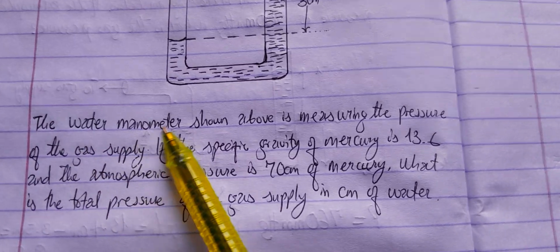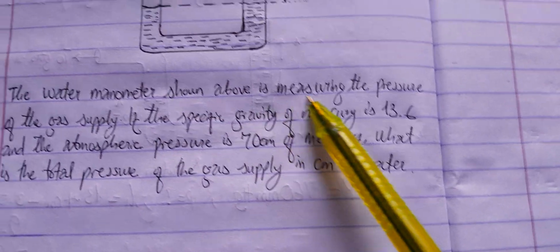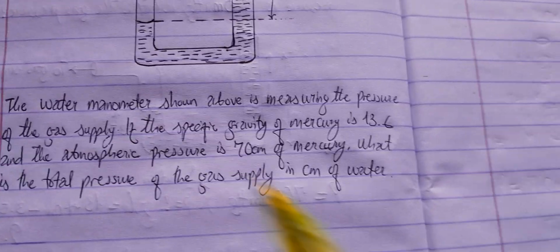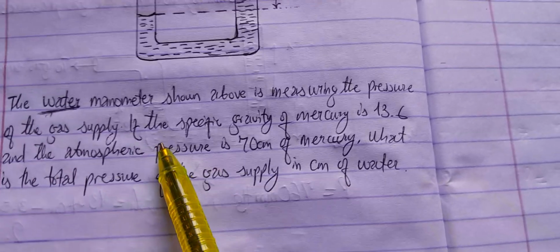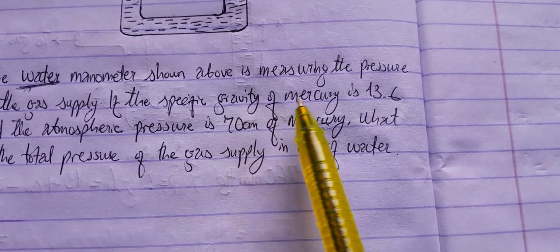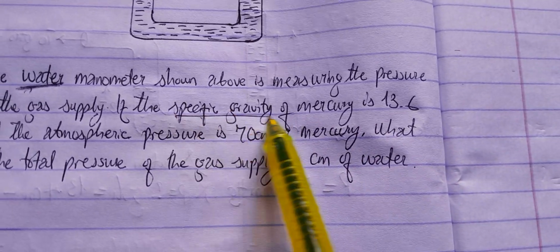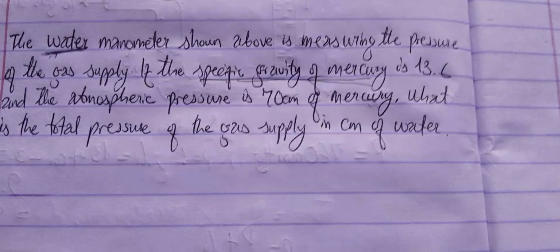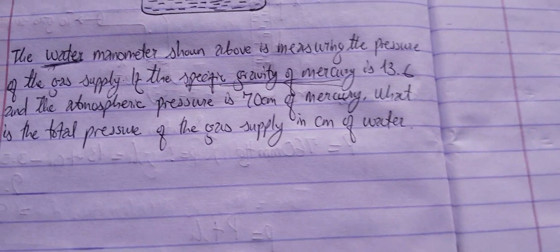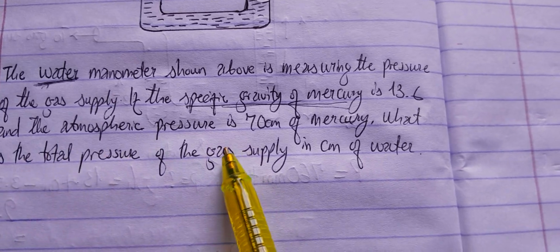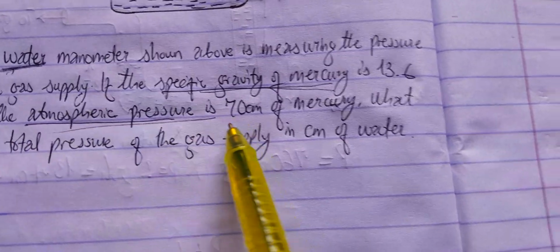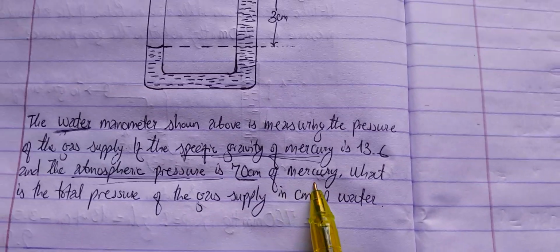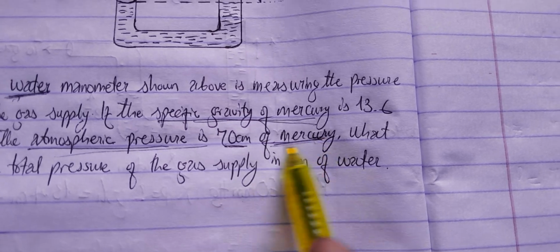The water manometer shown above is measuring the pressure of the gas supply. Full stop. Take note of the word water. If the specific gravity of mercury, take note of the word specific gravity of mercury. There are so many terms I'm going to be explaining here, so you just stay tuned to the end of the video. Is 13.6, and the atmospheric pressure is 70 centimeter of mercury.